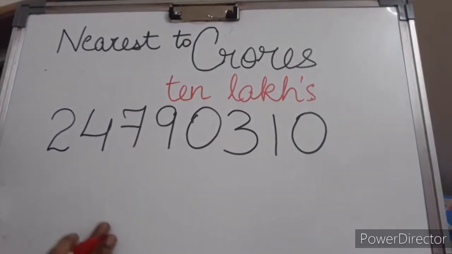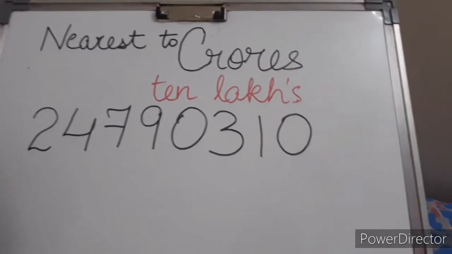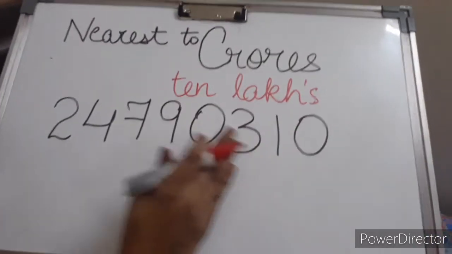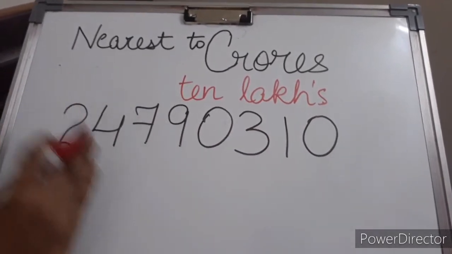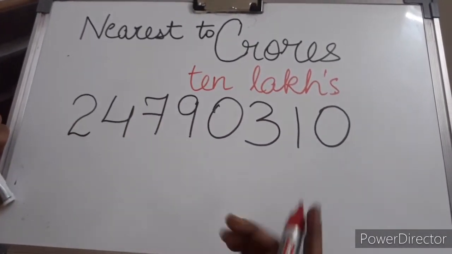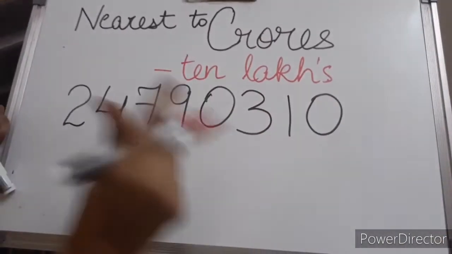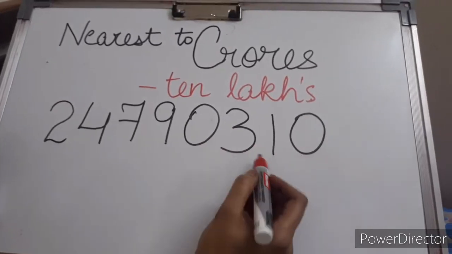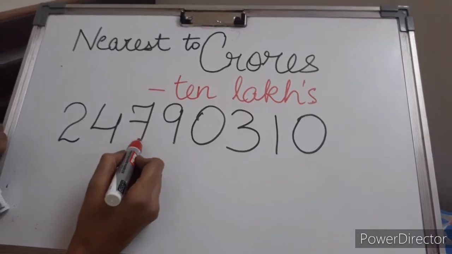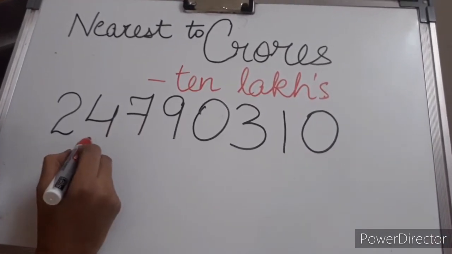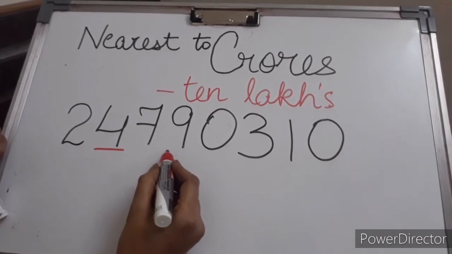Again, here the difference is just that you have to be very careful, because digits will be more, values will be more. Accordingly you have to check what you have to examine and what you have to do then. So for crores we have to examine the 10 lakhs place value digit. Now we check ones, tens, hundred, thousand, 10,000, lakhs, 10 lakhs. So our number here is 4, which is less than 5.